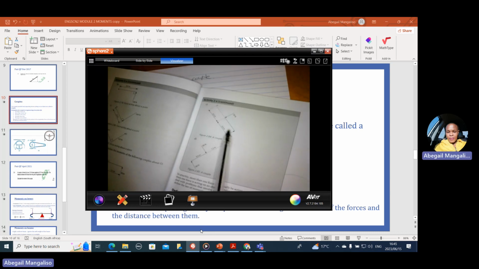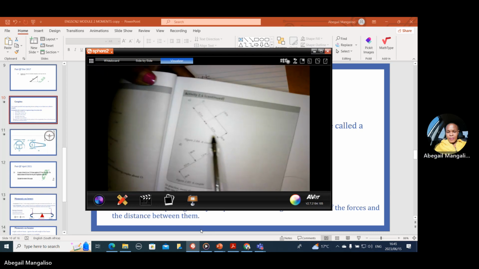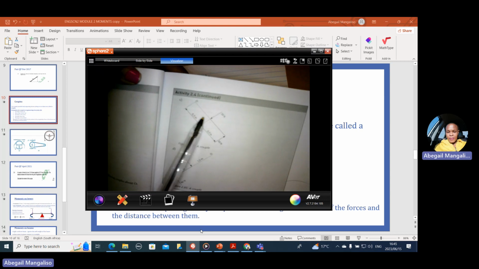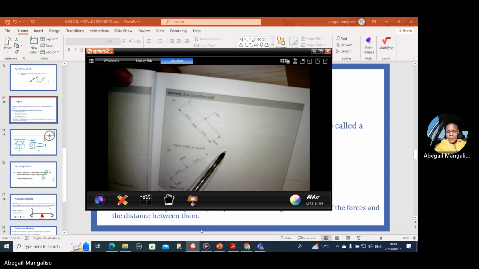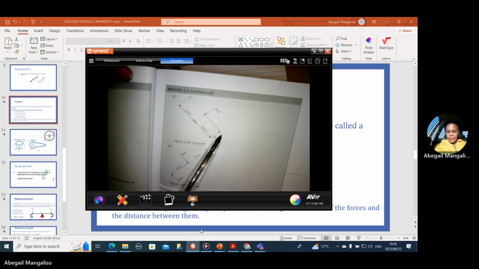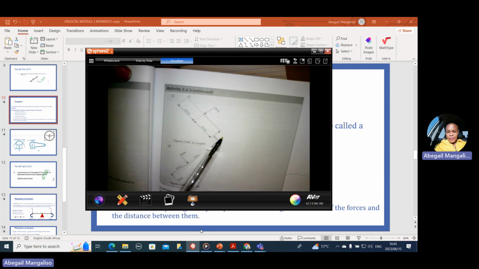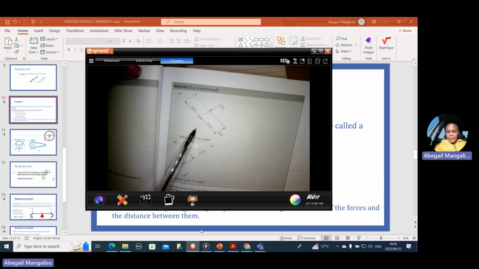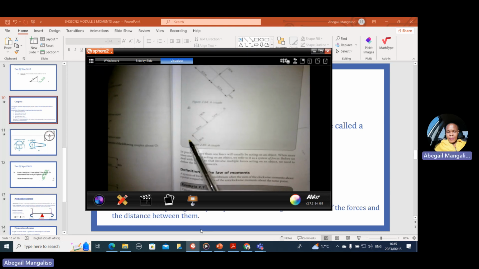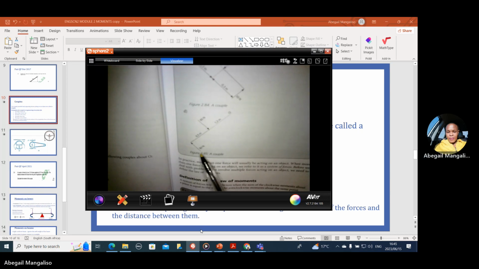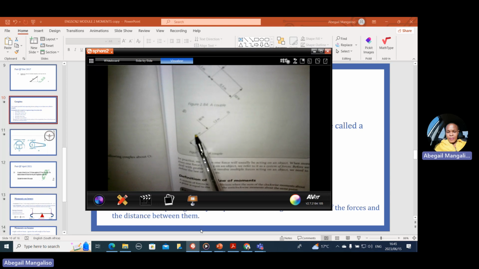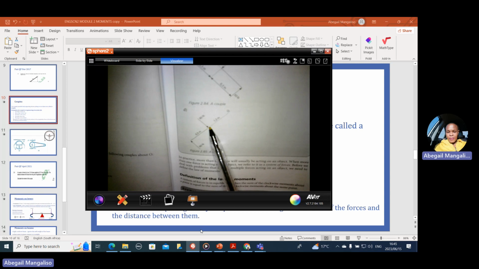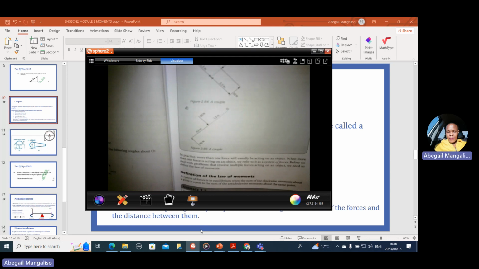Let's have a look at this one. This is 50 Newton, 50 Newton. They are equal. They are parallel. They are opposite. They act on one object. This is a couple. Have a look at this one. Last one. 80 and 80. They are equal. They are acting on one object. They are parallel. And they are opposite. So this is a couple.